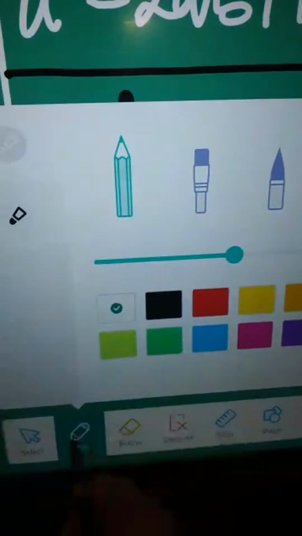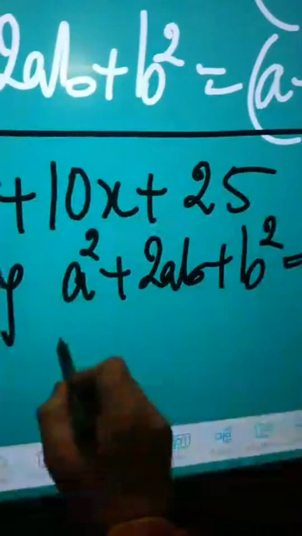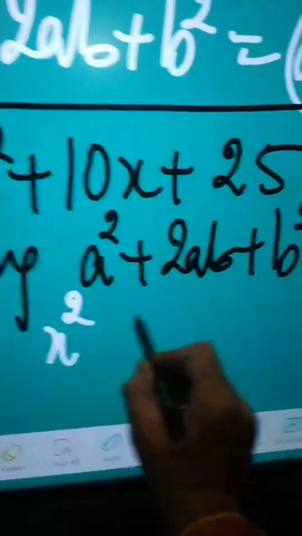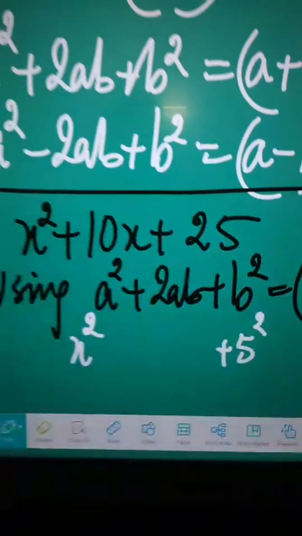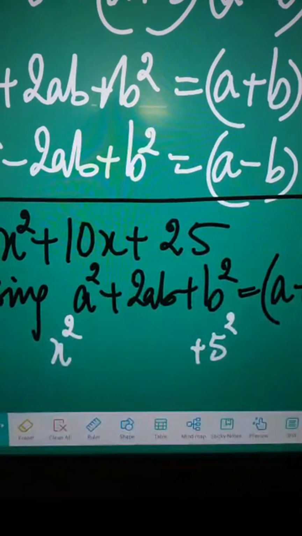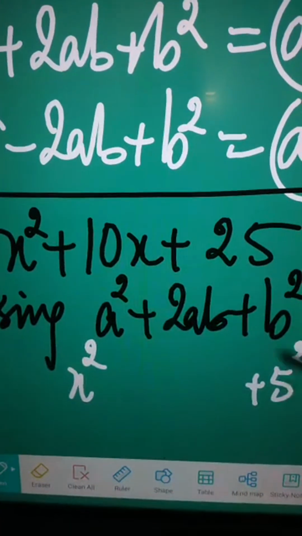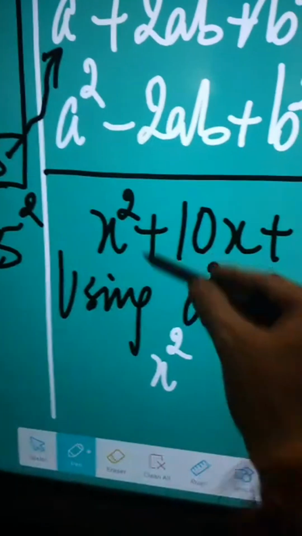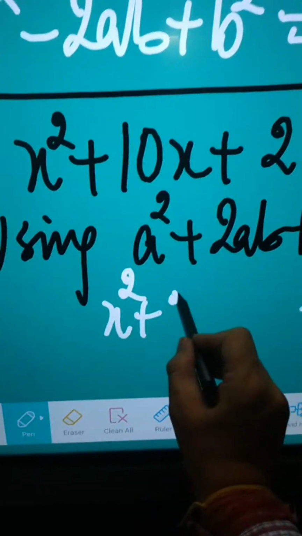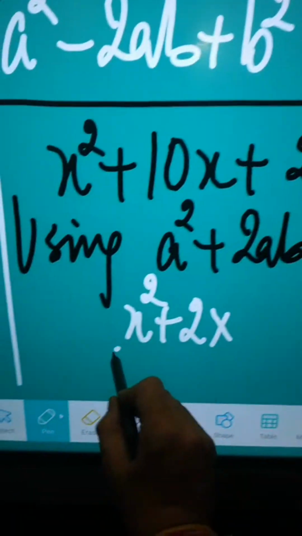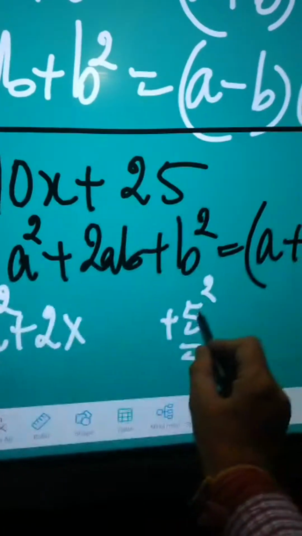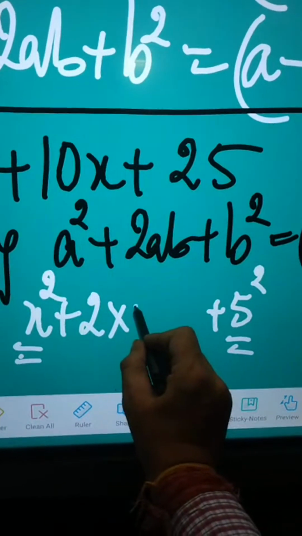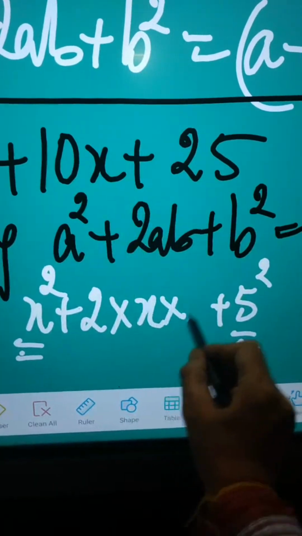So I am changing the color so that you understand. It is x square and plus 5 square. I hope you have understood how it is 5 square. 5 square means 25, x square means x square. So what will be 2ab? 2 into a into b. A is x and b is 5. So 2 into x into 5.